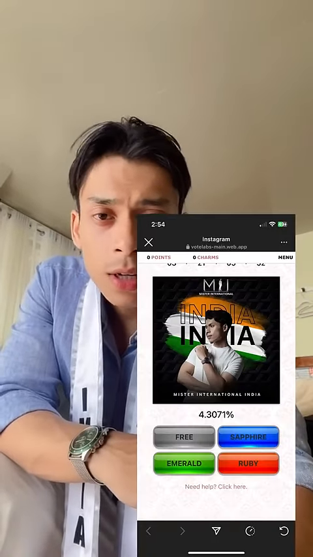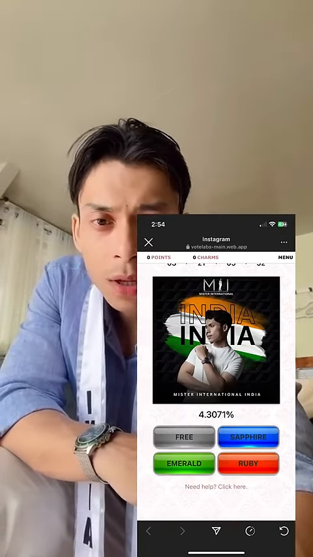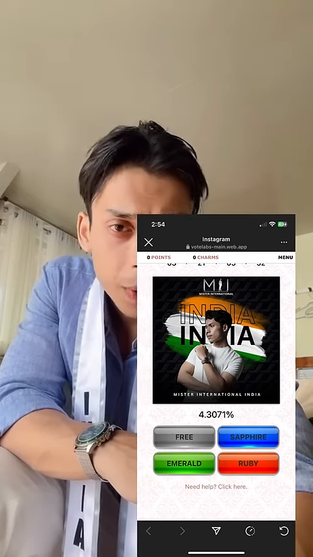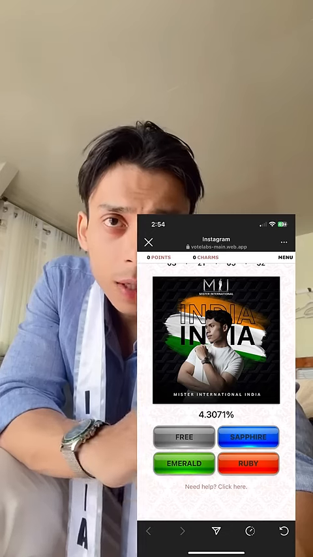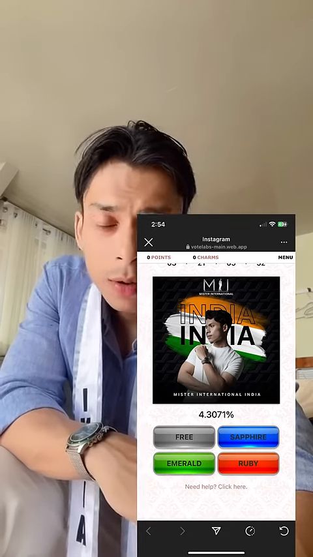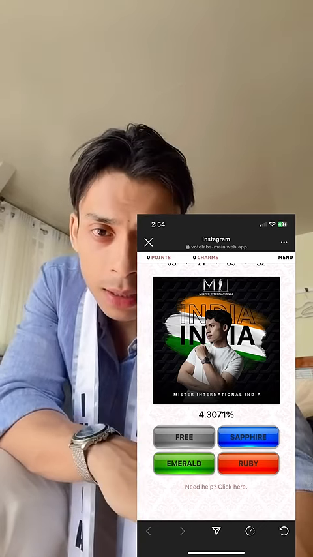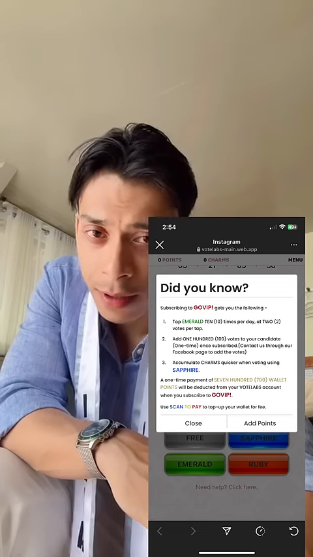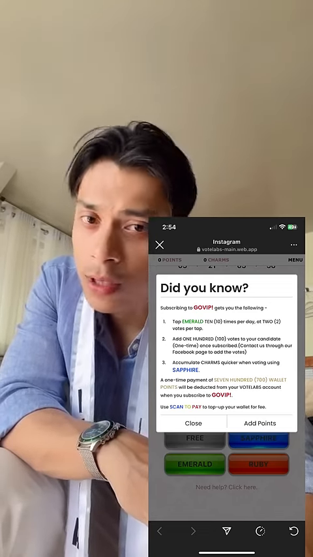So I hope everyone is clear about how to vote. There will be 4 options. One is free, second is free, third one is emerald, and fourth one is ruby. In free, you don't have to pay anything. One individual person can give one vote per day. And for emerald and ruby, it's different. Obviously it will charge you, so even the points are also higher.